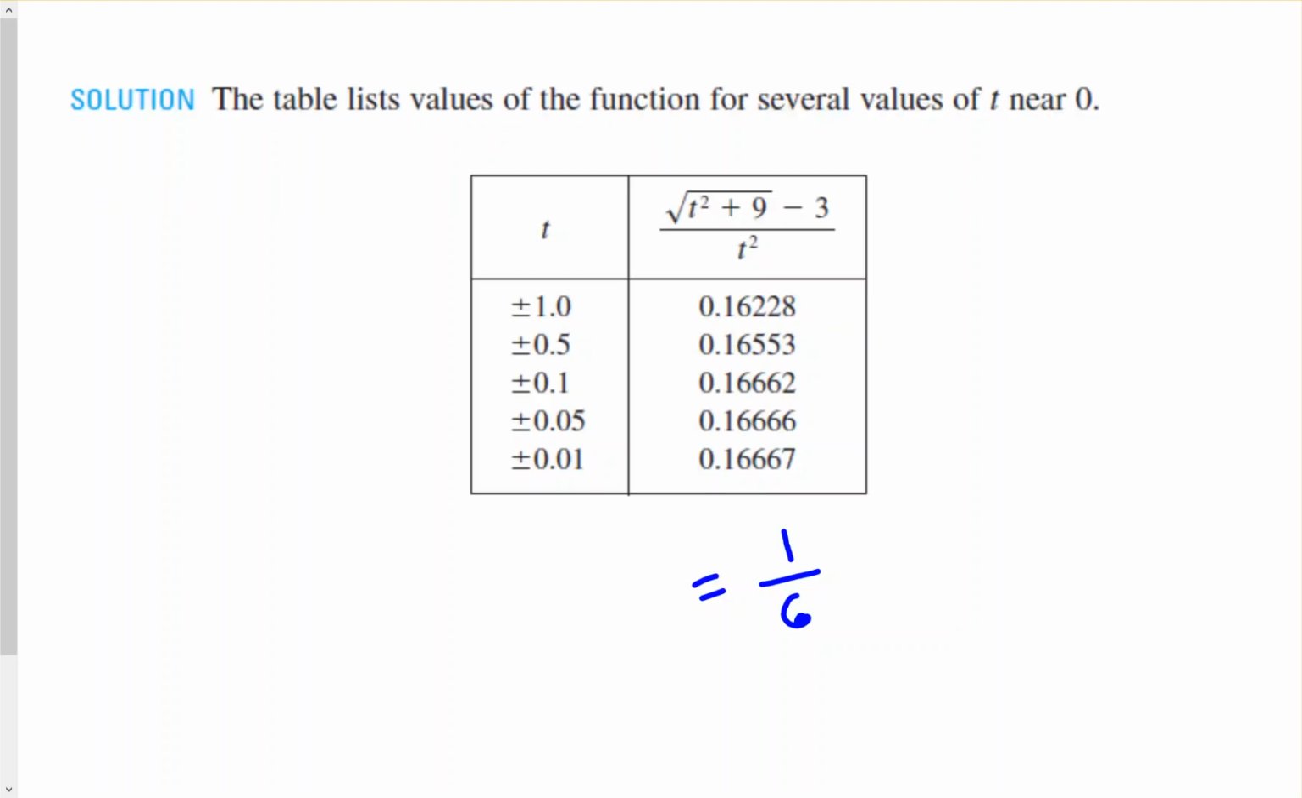And there's ways to show the limit of 1/6. We'll come back to it. So later on we'll see how we could come up with a value of 1/6 even without doing a table or a graph. Right? There are ways to circumvent just the plugging in of a 0 into our function.